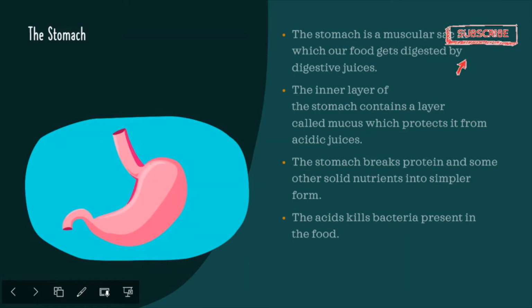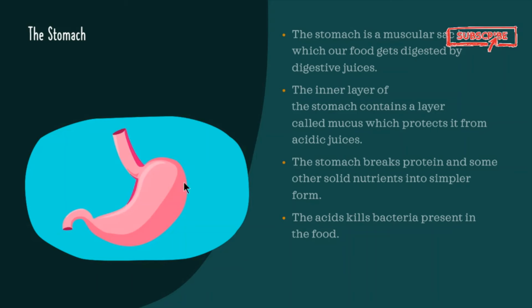The stomach. Yes, we are going to learn about the major part of digestion, that is the stomach. So let's begin. You can see it's like a muscular sac over here. The stomach is a muscular sac in which our food gets digested by digestive juices. The glands also present, such as the pancreas and liver, produce these digestive juices.